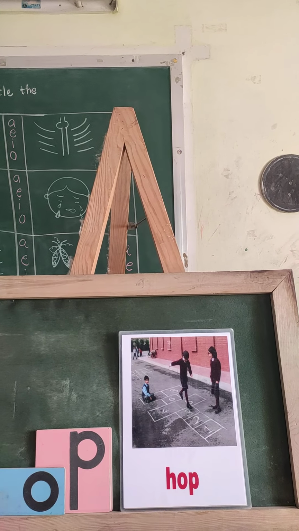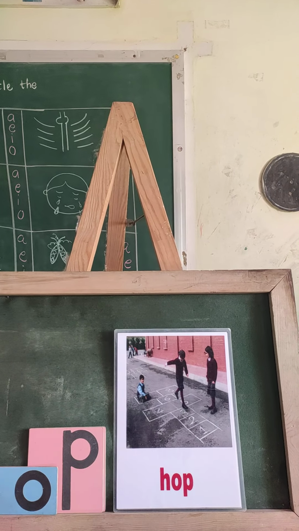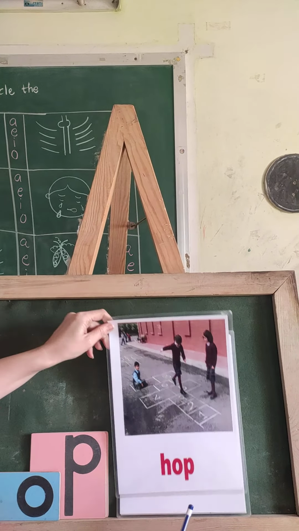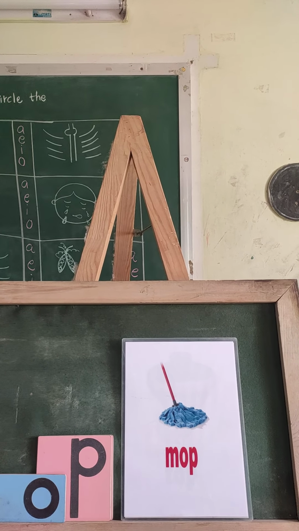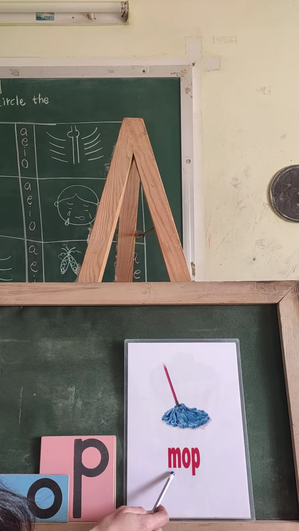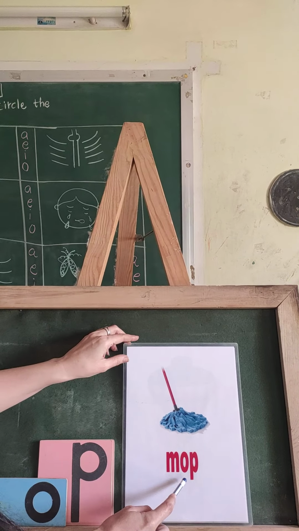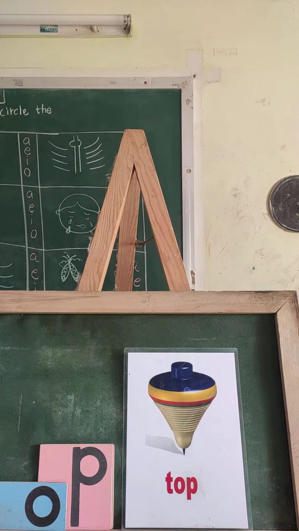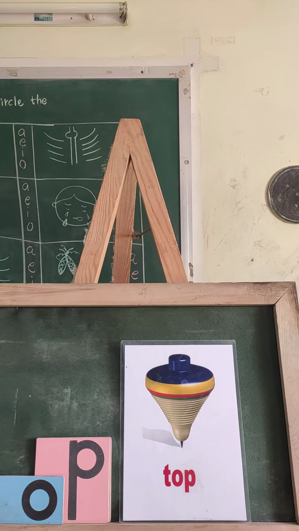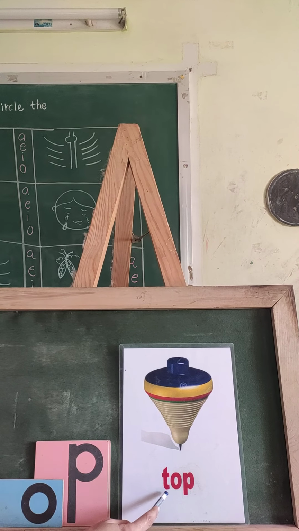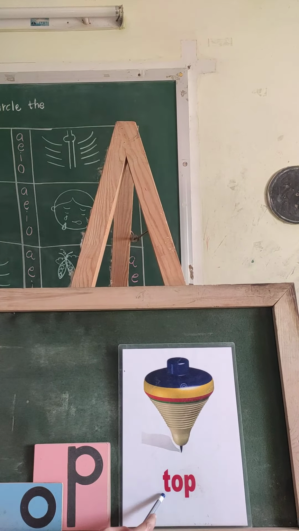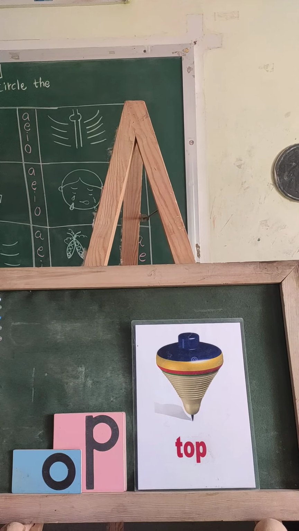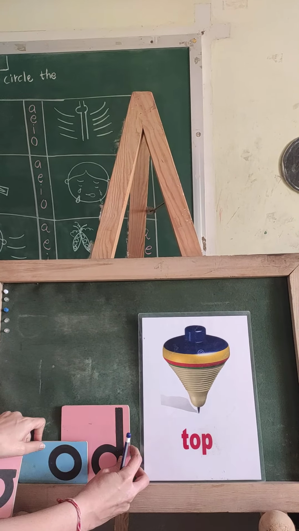Next is hop. Hop, hop. Next is the picture of a mop. We clean the house with a mop. Mop, mop. And next is the picture of a toy called top. Top. T-op, top.